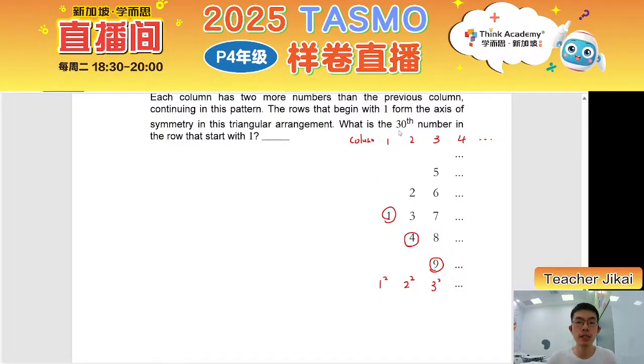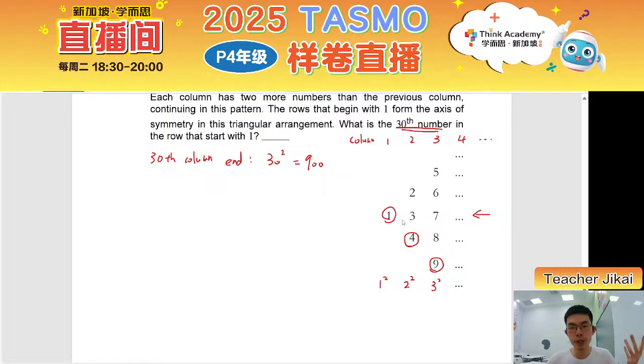So here, the 30th number in the row, which started with 1. So it is the 30th number in the row, which is the 30th column, right? So the end, it is what? The number of the column, 30. Take the square, right? 900. And then we know the number in the end, but it is asking the number started with 1, which is in the middle row.